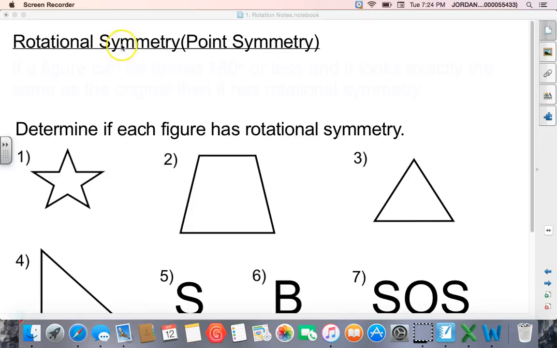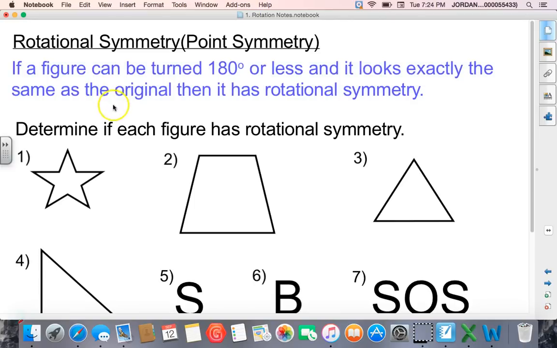So we're going to talk about some rotational symmetry. Right here is the definition for rotational symmetry. The figure can be turned 180 degrees or less, something less than 180, and it looks exactly the same as it did originally, then it has what we call rotational symmetry.